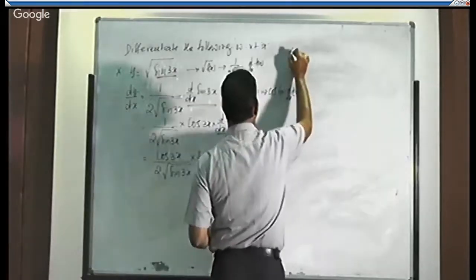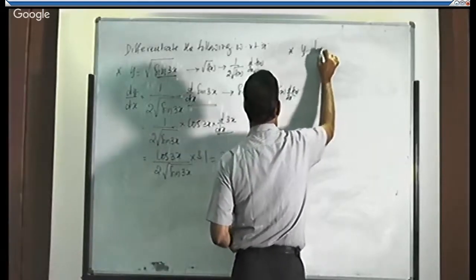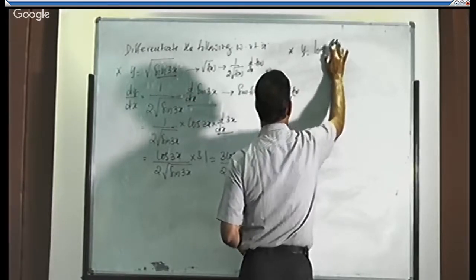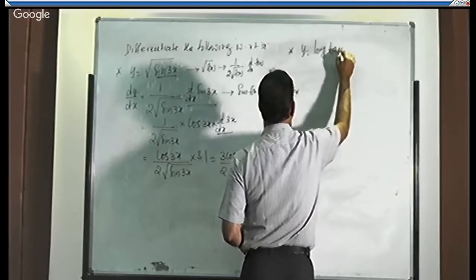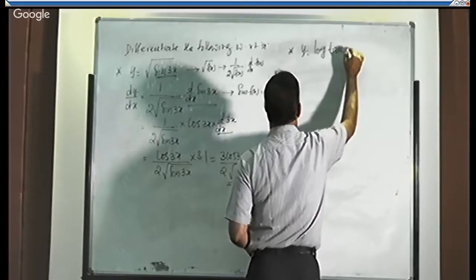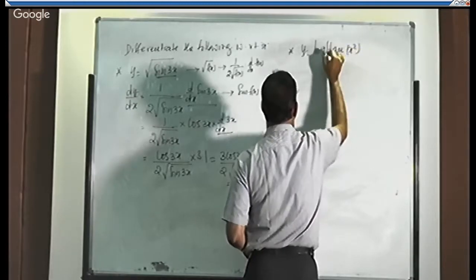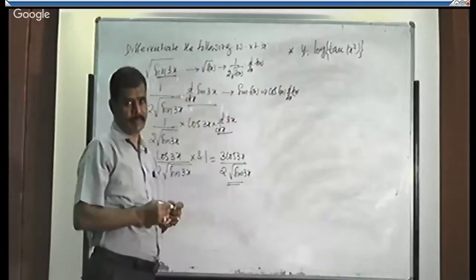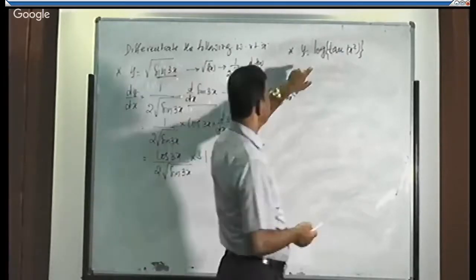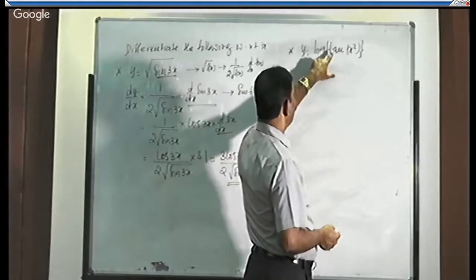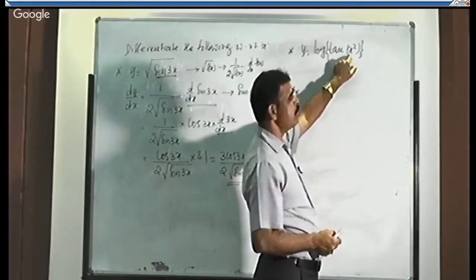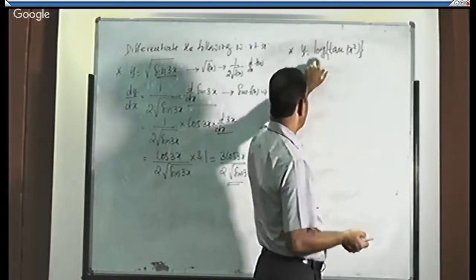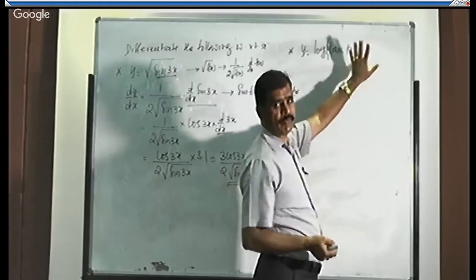Let us take one more problem. Y is equal to log of tan of x square. How do you read this? Log of tan of x square means x square is one function, tan of x square is another function. So log of tan of x square is the final term.